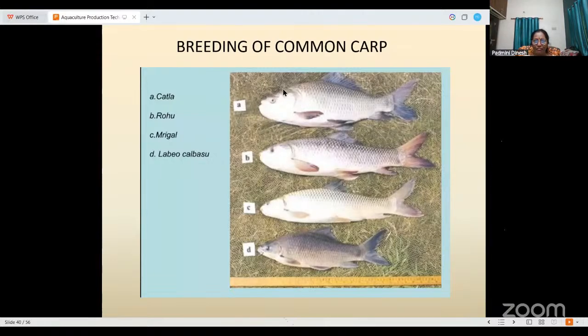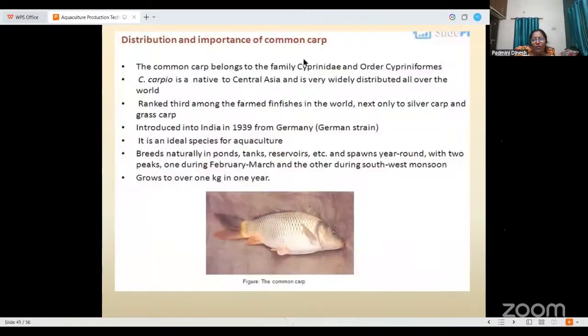So, breeding of common carp. You must have seen the difference between katla and rohu. Katla has a big face, and rohu has a little smaller face. Katla is a long one. This one is a little more narrowed down, and that is Cirrhinus mrigala and Labeo calbasu, another type of Labeo rohita. And distribution of common carp: this is Cyprinus carpio, ranked third among the farmed fishes, next only to silver carp. This was introduced from Germany, that's why it's called European carp. They grow over 1 kg in 1 year. And as I said, common carps can grow anywhere you want to put them.